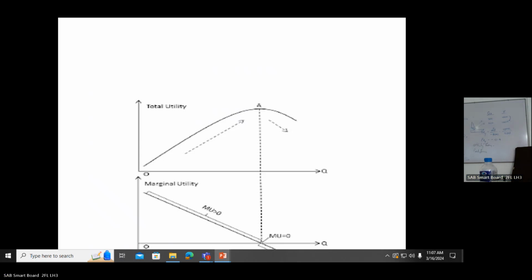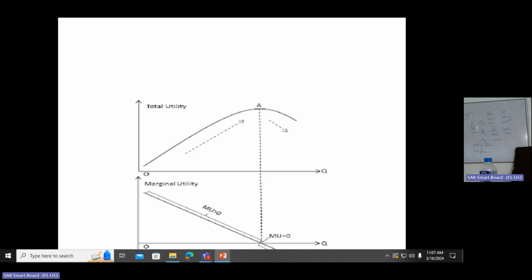In this area, delta TU over delta x is greater than zero, positive. Here, delta TU over delta x is less than zero, negative. That's why we have the positive marginal utility here. At the top level, when the total utility is maximized, marginal utility equals zero. Thereafter, total utility decreases, and that's why here we have negative marginal utility.